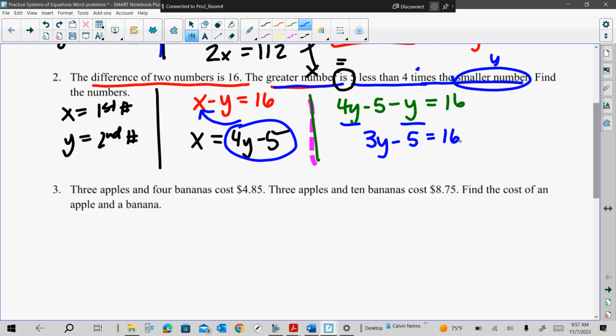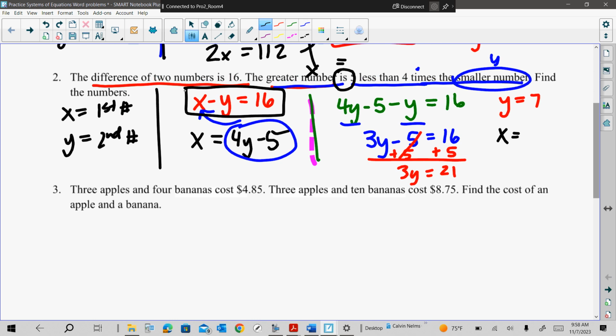So plus 5, we get 3y equals 21. So that means y equals 7, yes. We need to find the two numbers, okay? So if y is 7, how do I get to my x? Put it back into the first equation. X minus 7 equals 16. So what is the x? 23.